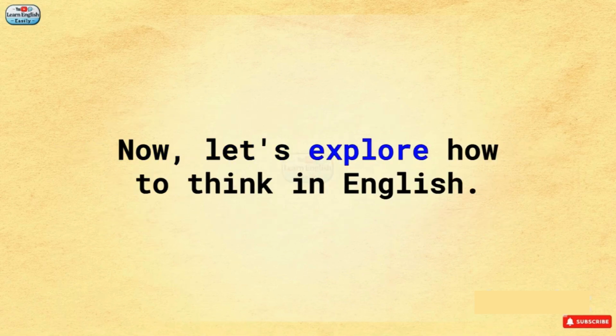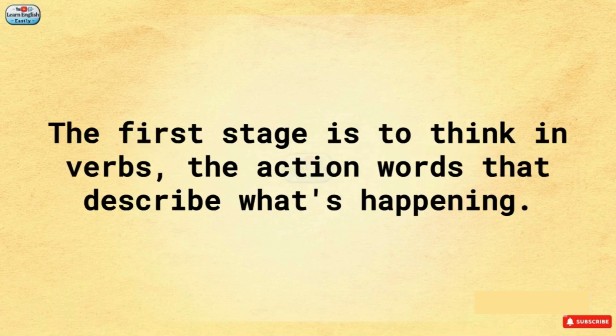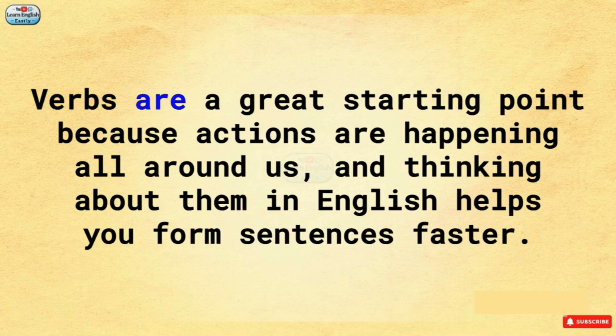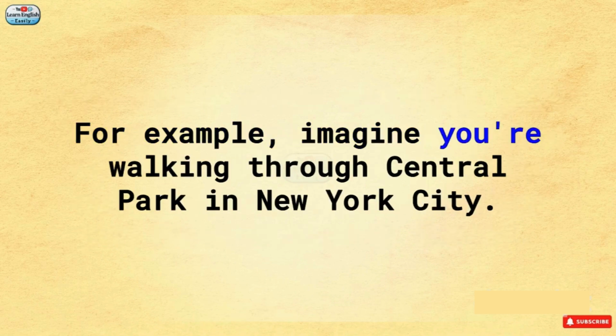Now let's explore how to think in English. The first stage is to think in verbs, the action words that describe what's happening. Verbs are a great starting point because actions are happening all around us, and thinking about them in English helps you form sentences faster. For example, imagine you're walking through Central Park in New York City.